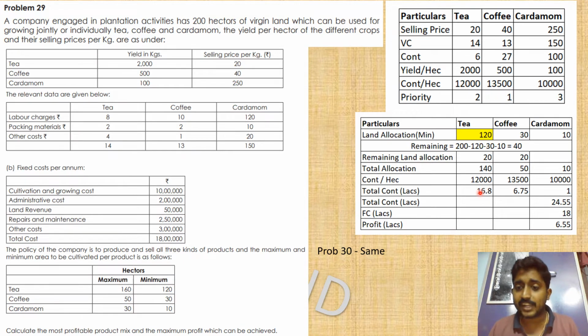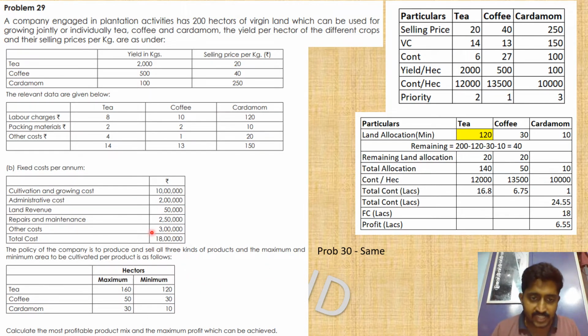It cannot be accommodated on the slide, so I am converting it into lakhs. 16.8 lakhs is the total contribution from tea, 6.75 lakhs from coffee, and 1 lakh from cardamom. Putting together, the total contribution comes to 24.55 lakhs.